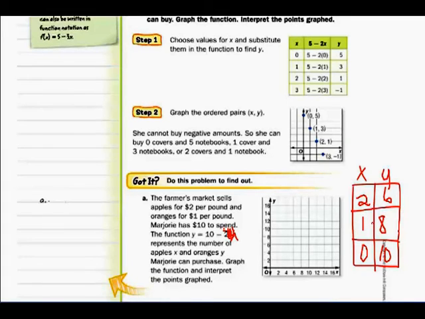So if we graph that, we could do 2, 6, 1, 8, which would be kind of right here in the middle, or 0, 10. That's your line.